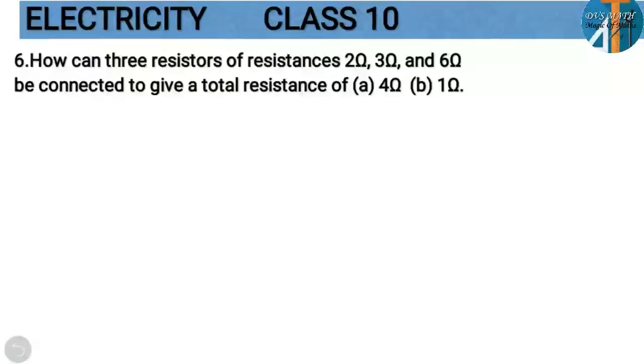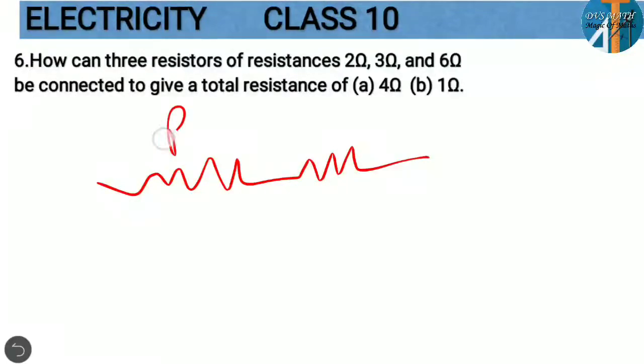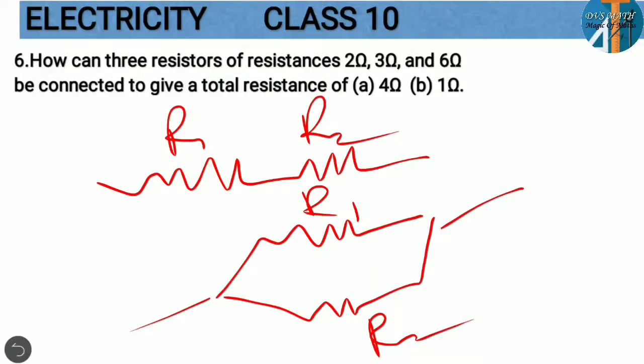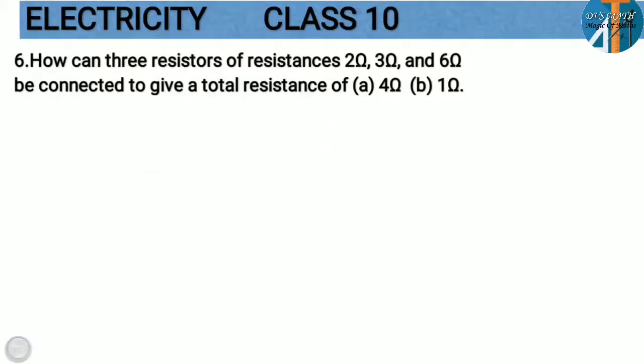If you have only two resistors, observe, how can we connect them? Either you can connect like this, R1, R2, so they are connected in series. Or you can connect like this, parallel, R1, R2. So if it is only two resistors, remember, you can connect in series or parallel. There is no other option. Clear? But if you have three resistors, we have four options.